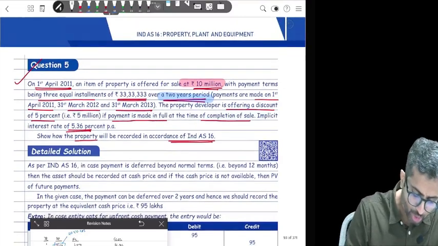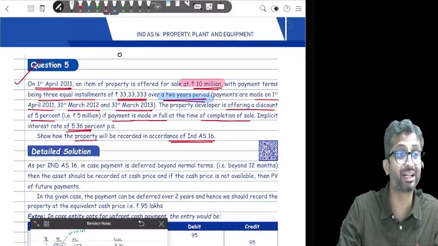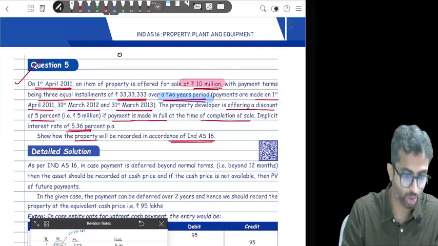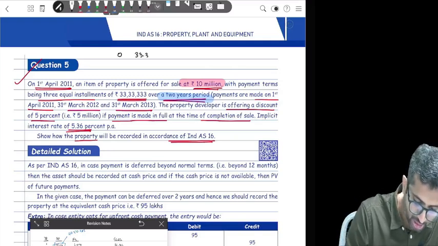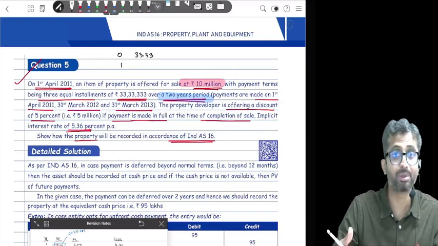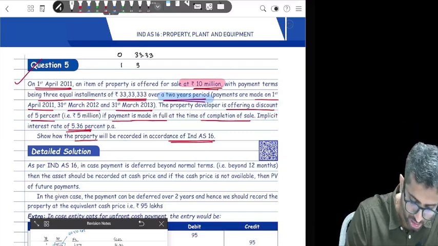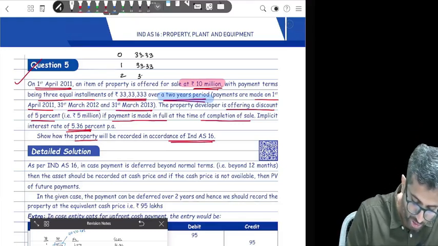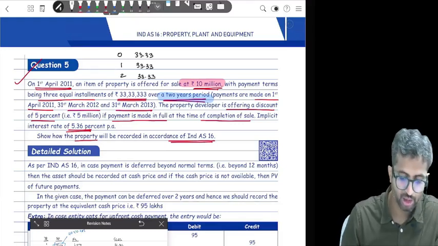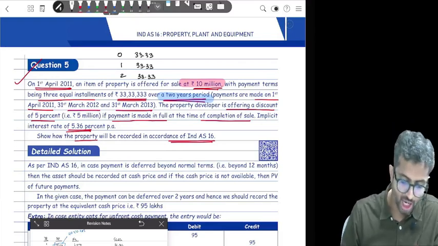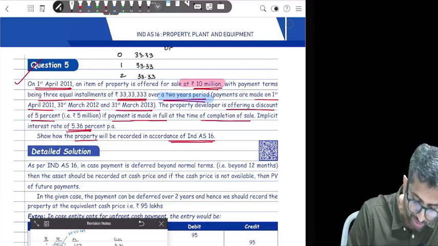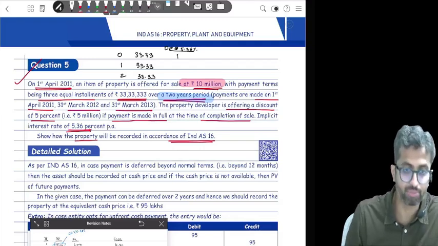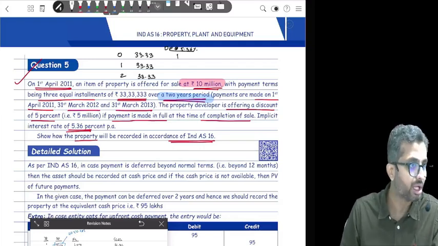Present value. So you can say the first payment is happening as a down payment immediately. Year 0, 33.33. Achha, the next payment is happening on 31st March 12, that is after 1 year. Again 33.33. The next payment is happening 33.33. Are you understanding this? Achha, are you given the implicit interest rate or discount factor? Discount factor at the rate of 5.36%. Remember, if you are getting something immediately, the discount factor is 1.